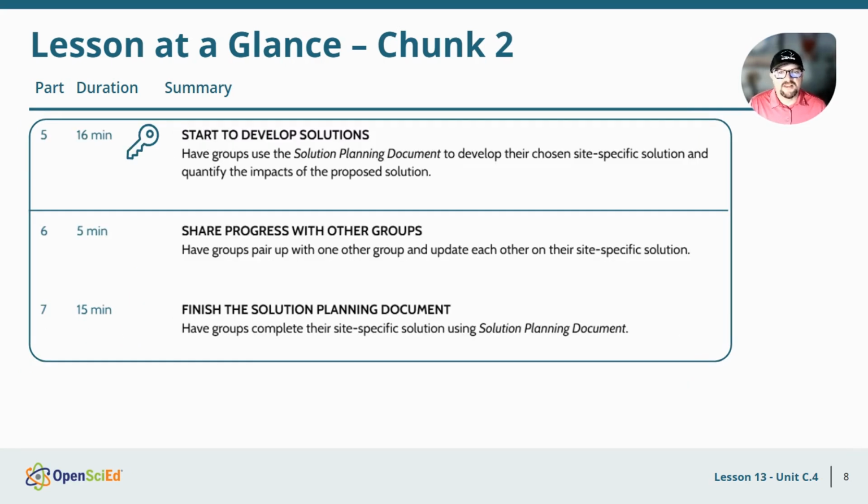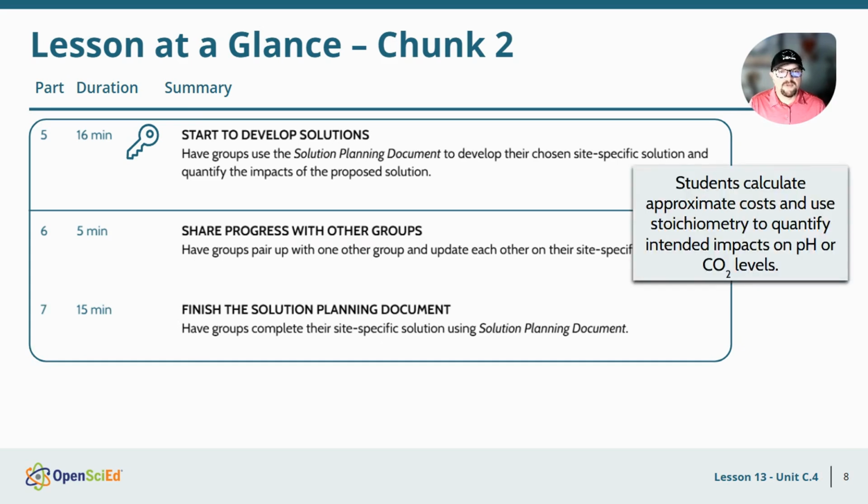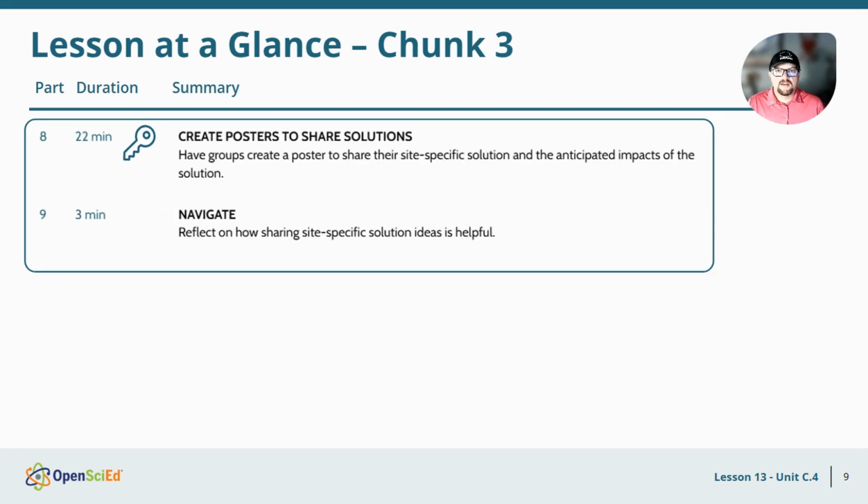Chunk 2 spans from the end of day 1 into the middle of day 2. Groups use a solution planning document to design their site-specific intervention. They perform stoichiometric calculations to determine the necessary mass of buffering materials, calculate water volumes, predict pH or carbon dioxide changes, and estimate approximate costs. This is where students authentically apply the mathematical tools they built in Lessons 8 and 9 to evaluate whether their design works chemically.